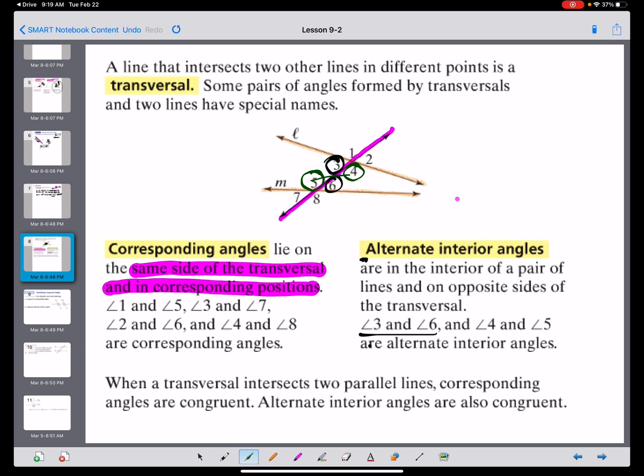Now, when a transversal intersects two parallel lines, meaning if these two lines, the orange ones, would be parallel, we get a really unique situation where alternate interior angles are congruent. And corresponding angles would be congruent if the two orange lines are parallel. So let's take a look at what that looks like.